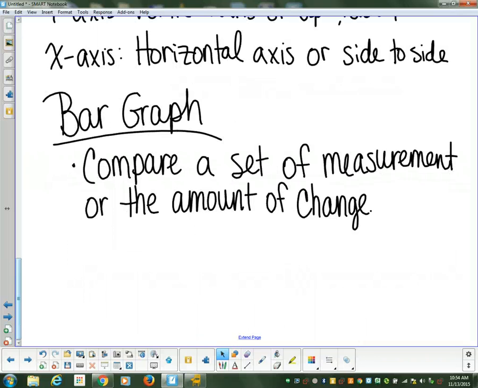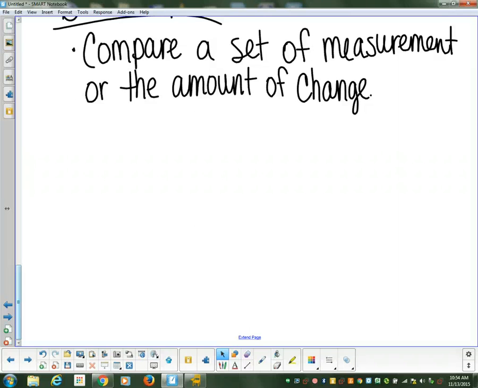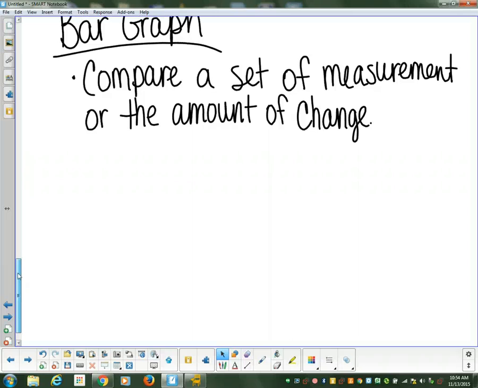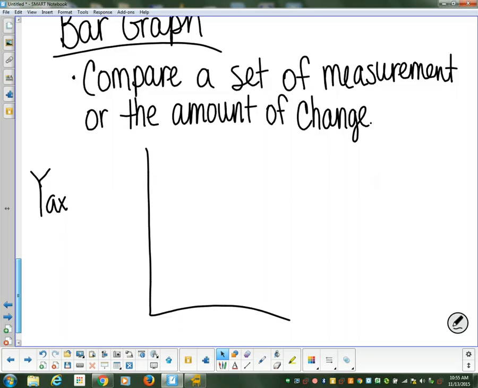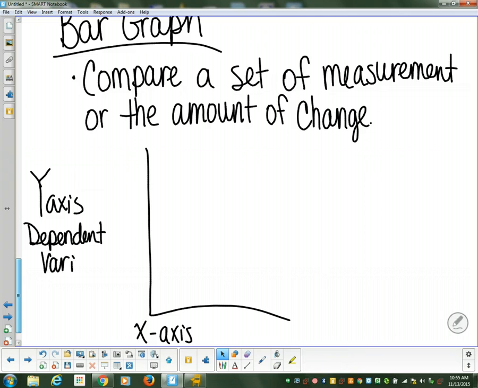Now, when we draw the bar graph, we know that we have our lines. Remember that this is the y-axis, so we start remembering that. This is the x-axis. Usually, this is going to be the dependent variable, and this is going to be the independent variable.